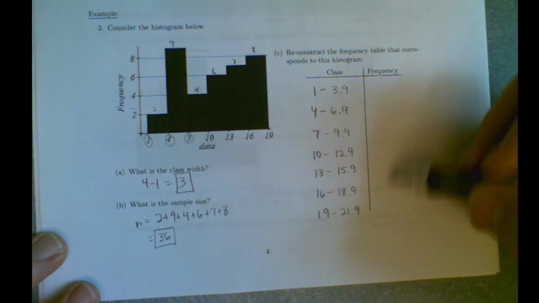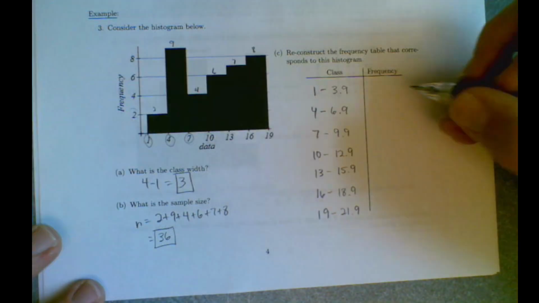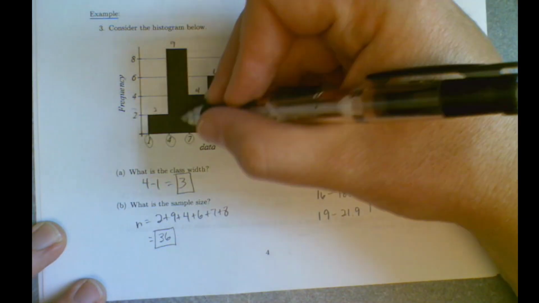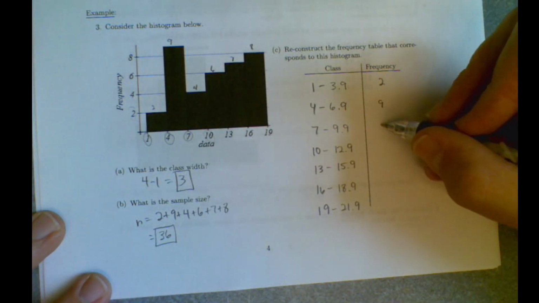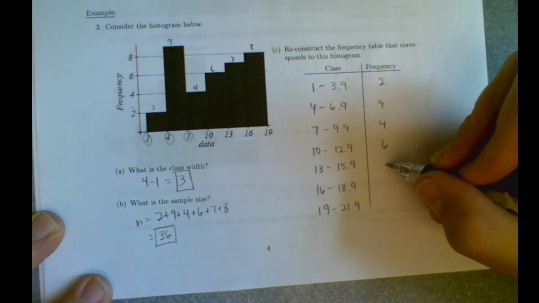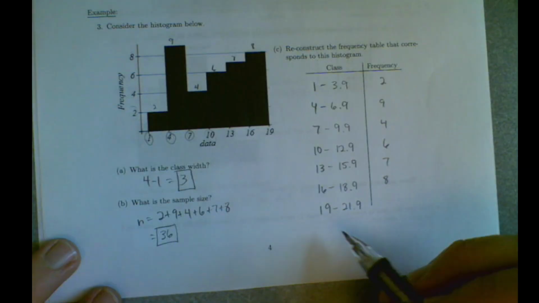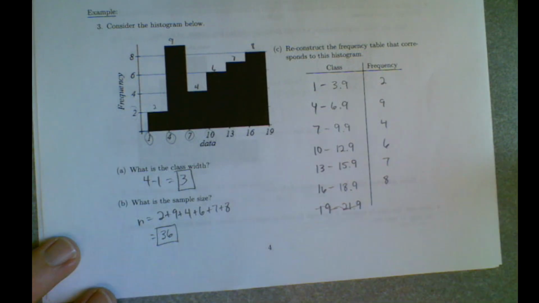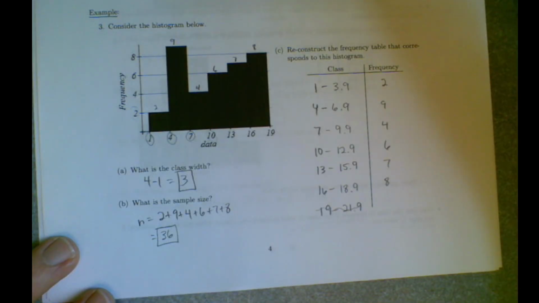And then as far as the frequencies, right, there were 2 individuals in this class, 9 individuals in this class, right, and so forth. 4, 6, 7, 8. Oh, I guess I didn't even need that last class, right? So that's that. So hopefully that makes some sense to you.